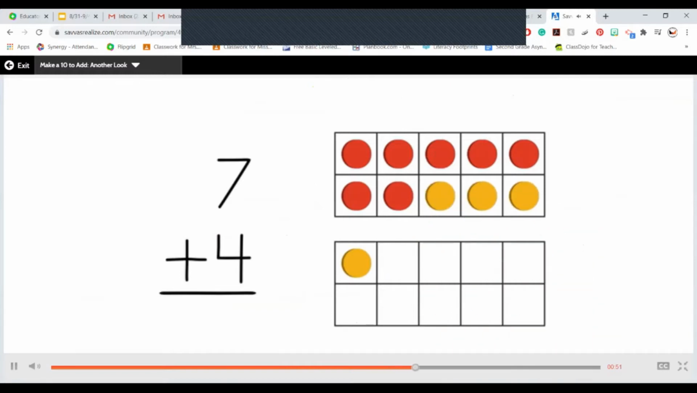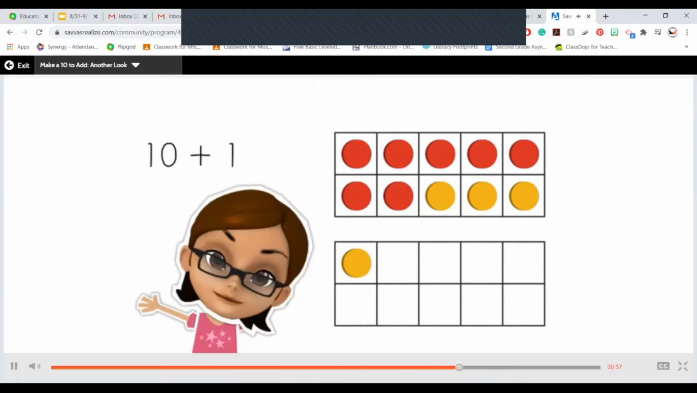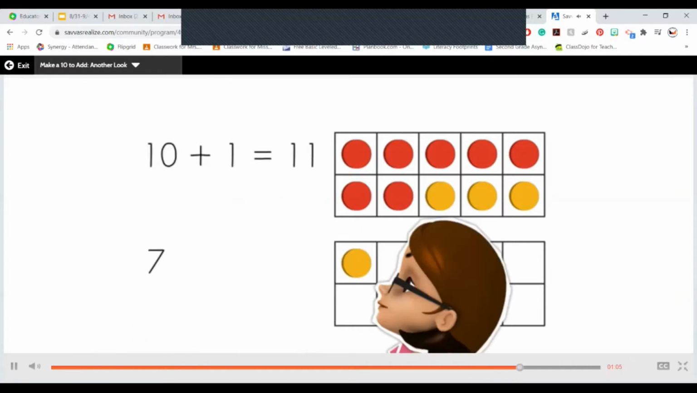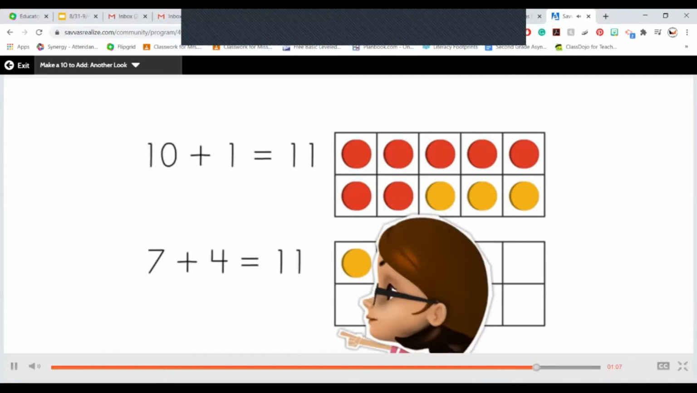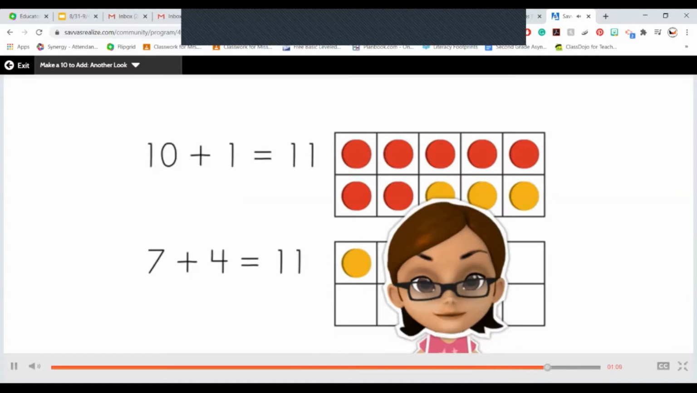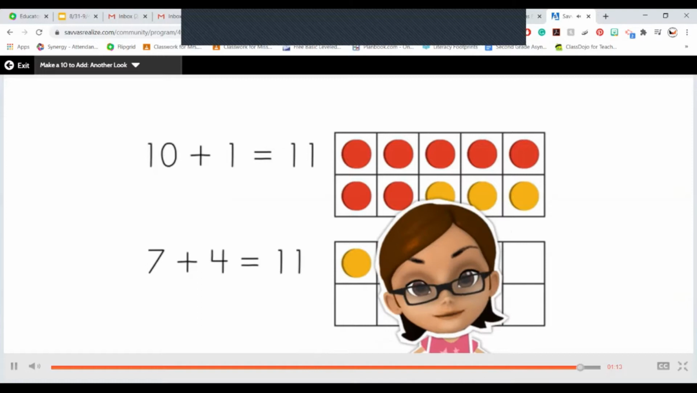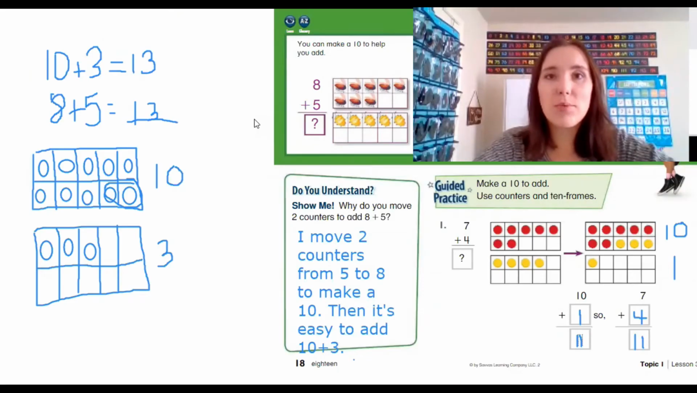Now we can add with 10, since the counters now show 10 plus 1. It's 10 plus 1. Now the math is easier. 10 plus 1 equals 11. And since the number of counters didn't change, 7 plus 4 also equals 11. Wow! Making 10 sure does make adding 2 numbers a whole lot easier. Anytime, Marta. Okay, let's go do some more problems together.